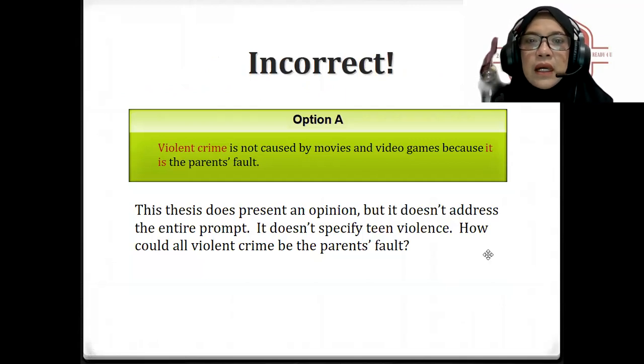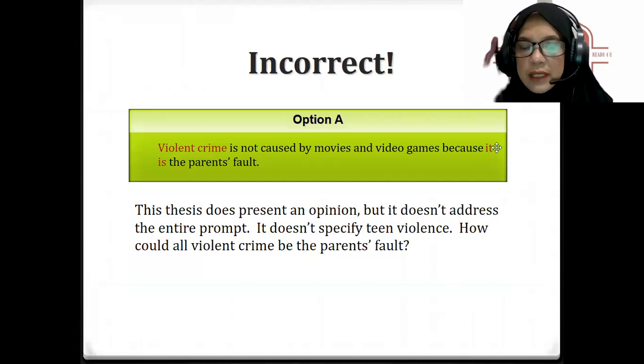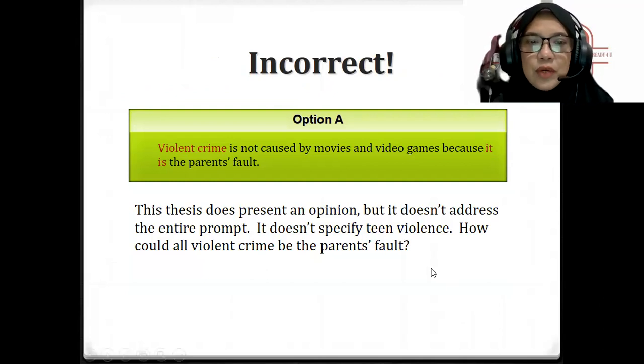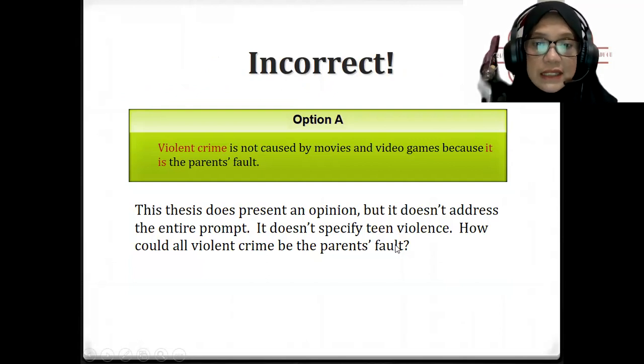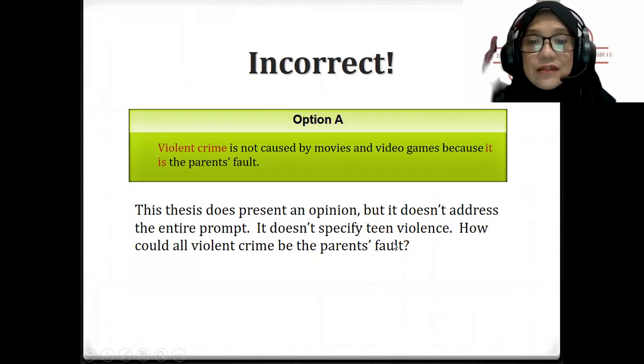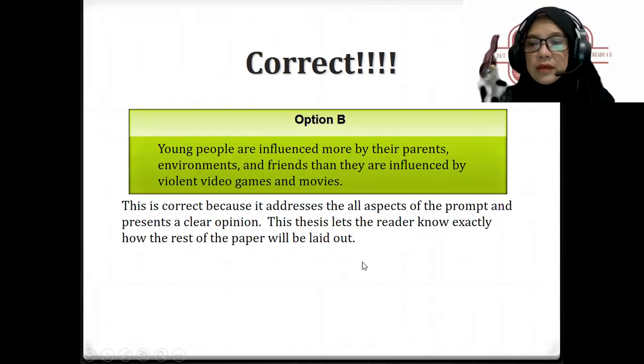Okay, option A is incorrect, wrong, yeah? Violent crime is not caused by movies and video games because it is the parents' fault. This thesis does present an opinion, but it doesn't address the entire prompt. It doesn't specify teen violence. How could all violent crime be the parents' fault? Okay, let's look at the correct version.